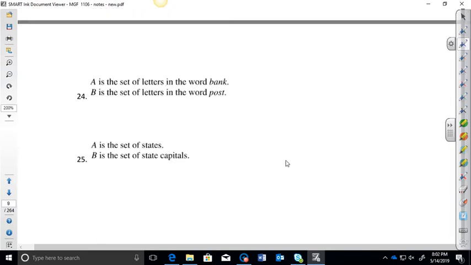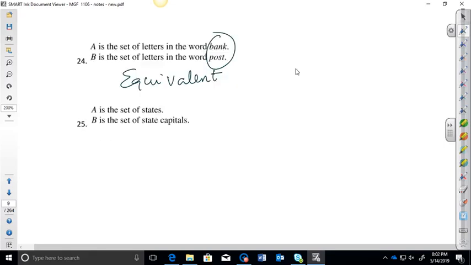A is the set of letters in the word bank and post. They are equivalent, 4 letters, but they are not the same. So these are equivalent. A is the set of states, set of capitals. Equivalent. They're not the same, right? But one state has one capital, so its number is the same, so equivalent.